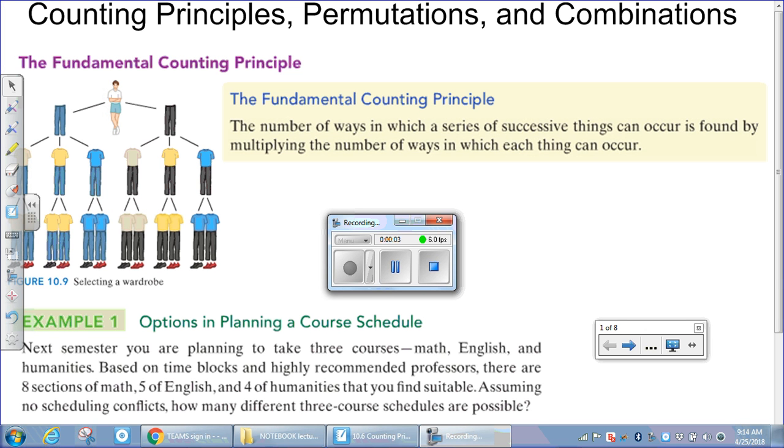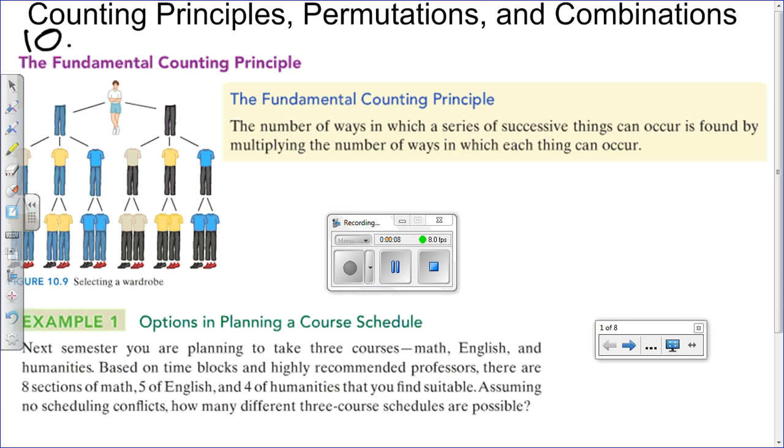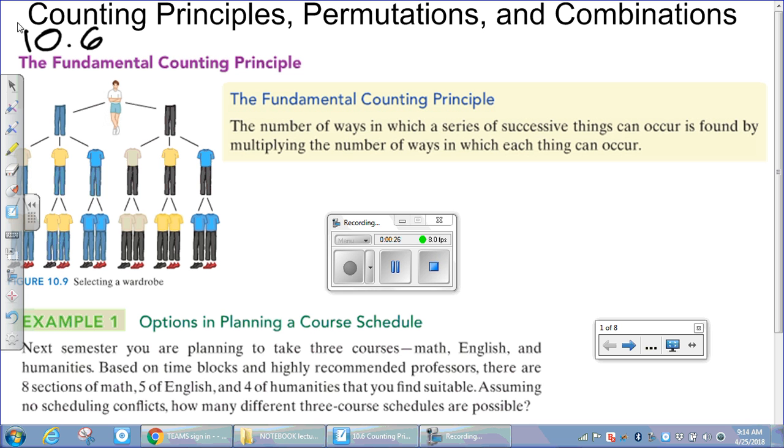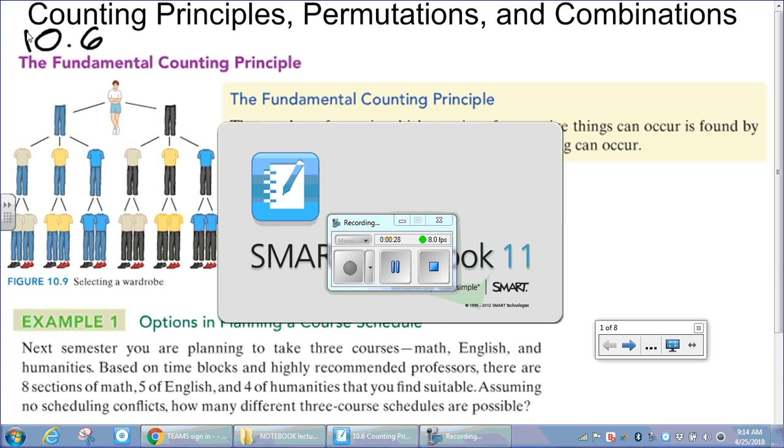This video covers section 10.6, which is the counting principles, permutations, and combinations. These are basic tools that we have to learn to be able to solve probability questions. And by the way, 10.6 is probability. That is the title, the one that we're doing on Friday.